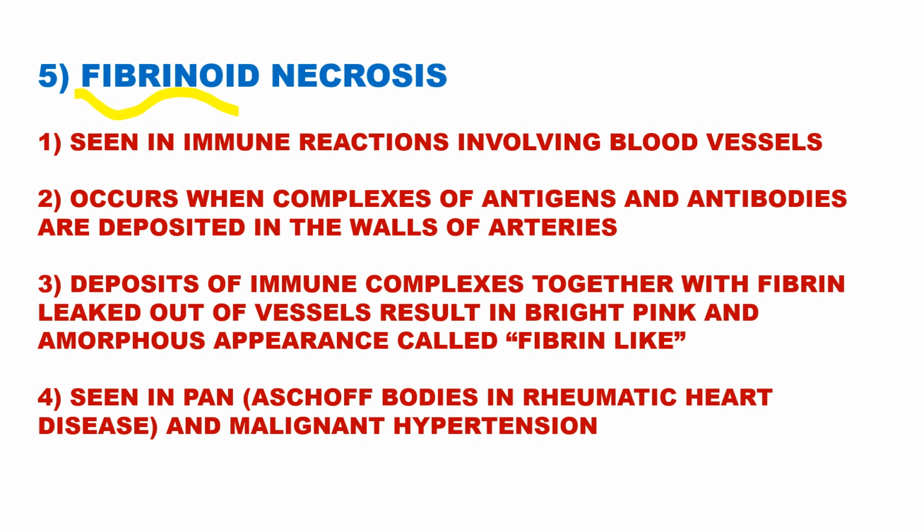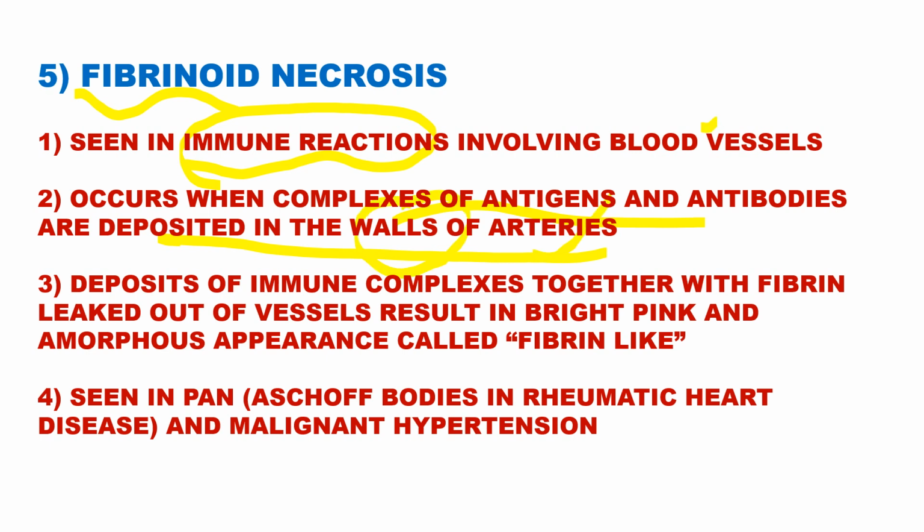Fibrinoid necrosis, okay, it is seen in immune reactions where the antigen-antibody complex is deposited in the walls of the arteries or the blood vessels. Because there is leaking of this amorphous pinkish material, it is fibrin-like, and thus it is called fibrinoid necrosis. Because it involves blood vessels, it occurs in PAN and malignant hypertension.